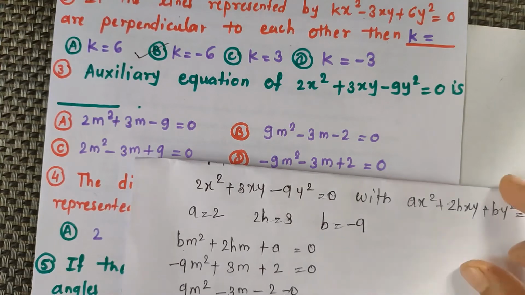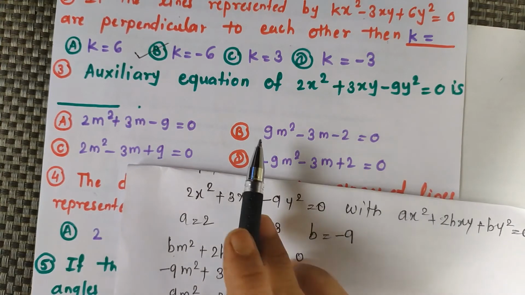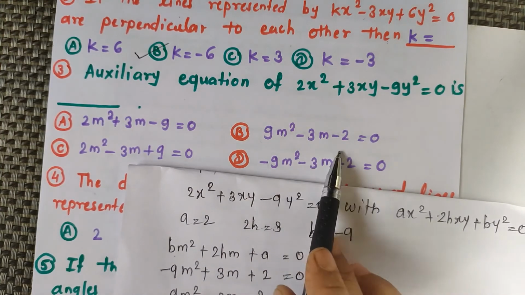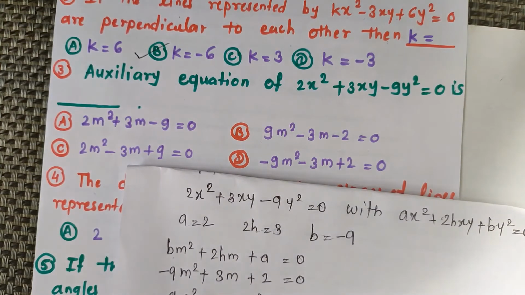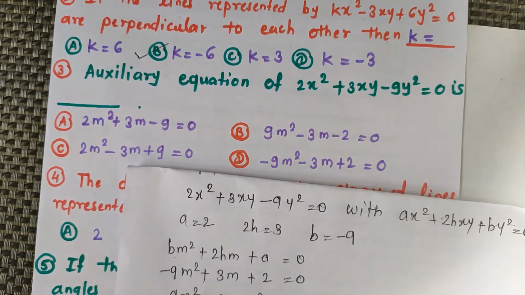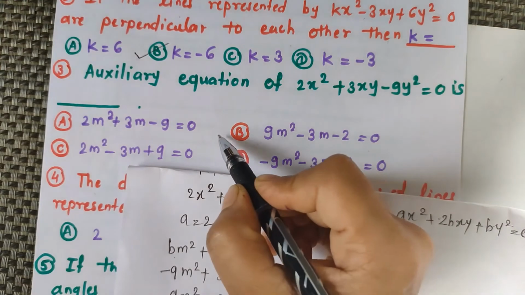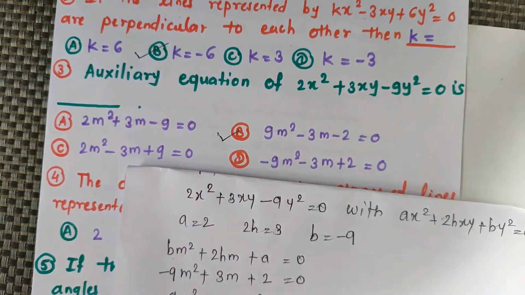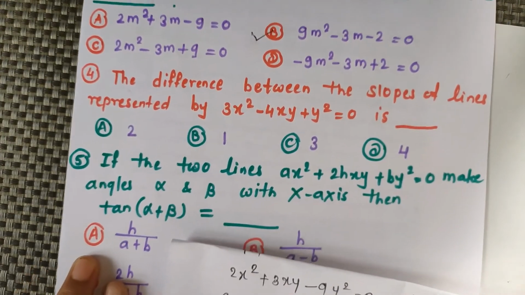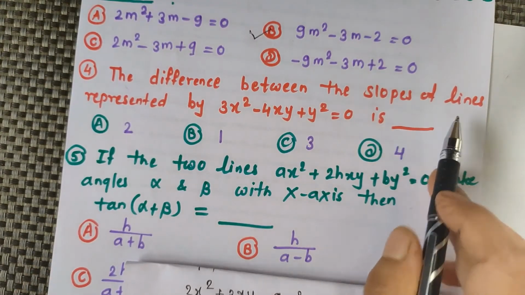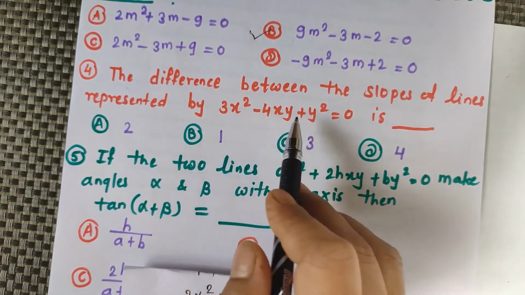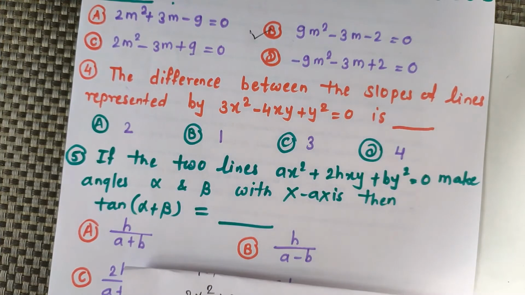And the correct option is B, 9m square minus 3m minus 2 is equal to 0. Here the auxiliary equation of this equation is 9m square minus 3m minus 2 is equal to 0. So the correct option is B. Let's see the fourth example: the difference between the slopes of lines represented by 3x square minus 4xy plus y square is equal to 0 is.